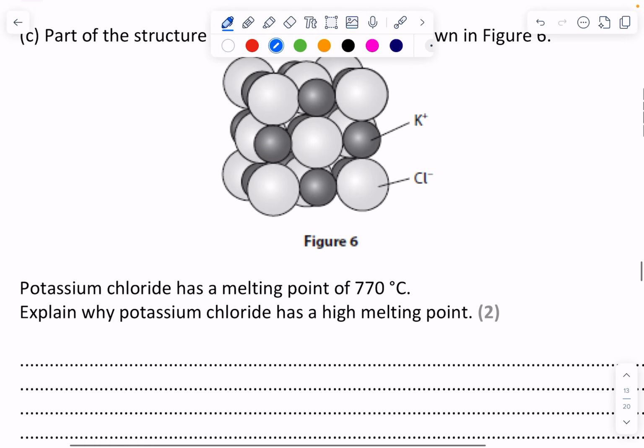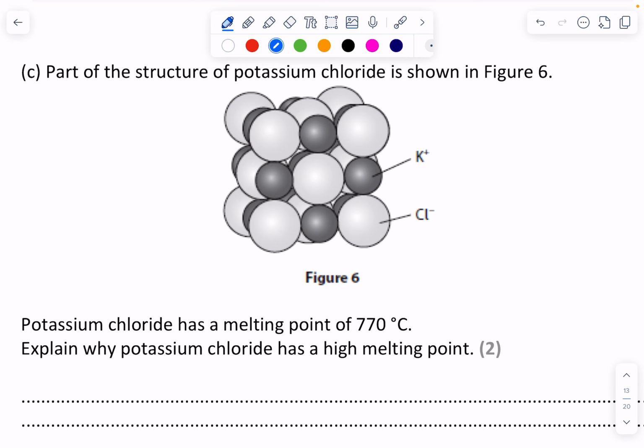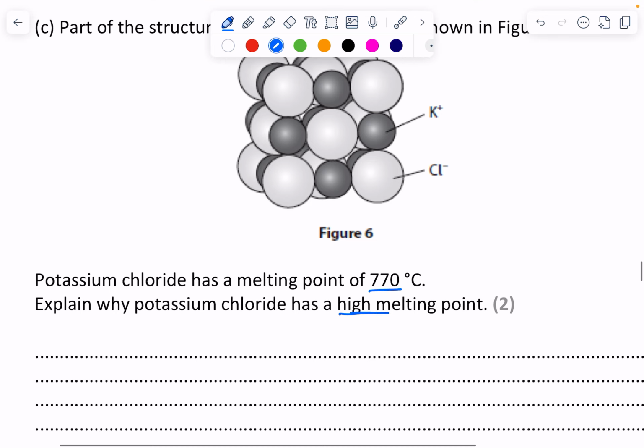Okay, next question says here's a potassium chloride structure. It's got a melting point of 770, which is quite high. Explain why this is high. So remember, if it has a high melting point, then it indicates that the bonds inside here are strong. So what we need to say here is that this is an ionic lattice structure.